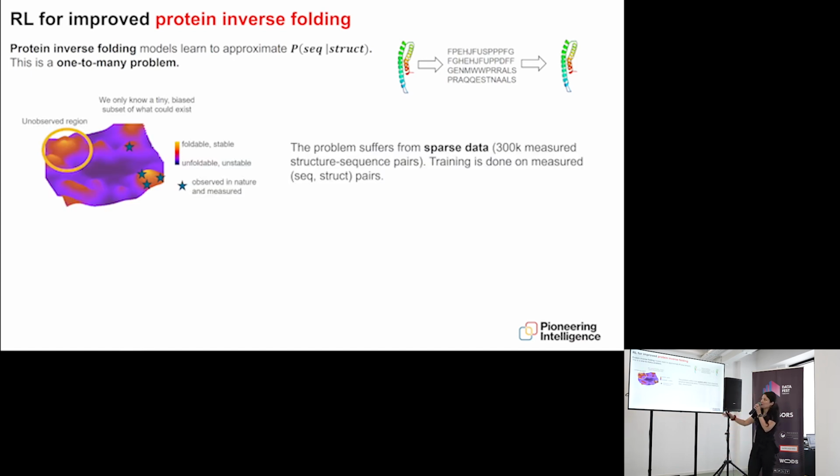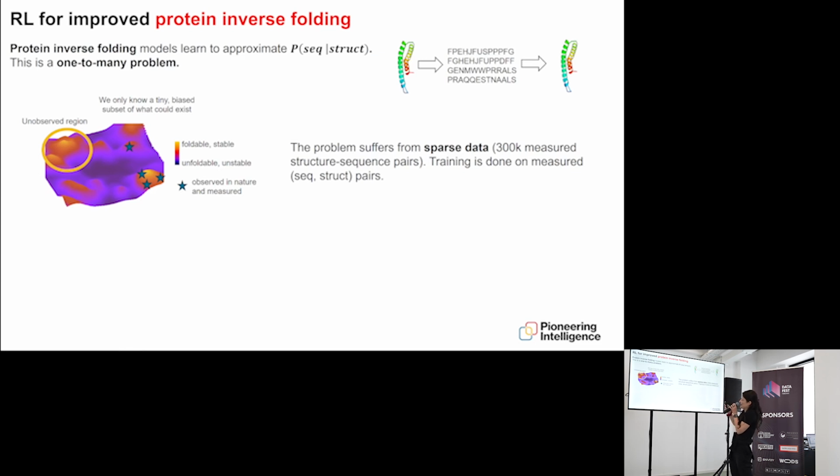So to learn protein inverse folding, we use data from the Protein Data Bank. Those are structure-sequence pairs. However, as I mentioned earlier, the data is sparse. We have around, it's actually not exactly 300,000 measured structure-sequence pairs. It's actually less. I think it's around 250,000 now. They're always adding.